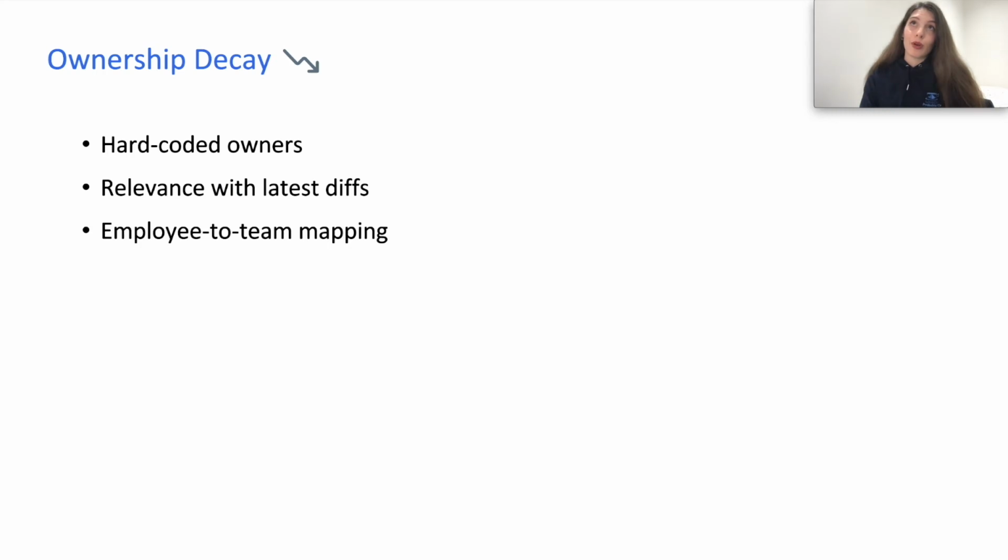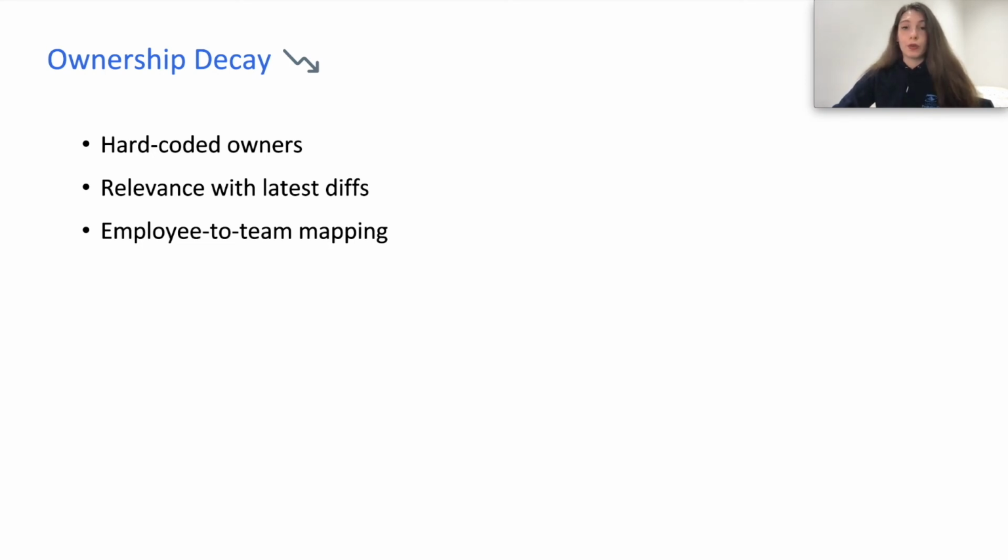One of the main problems we faced while building Honesty was the problem of ownership decay. In fact, while trying to gather ground truth, one thing that you need to take into consideration is that current owners are likely not a good source of ground truth. This is because hard-coded owners tend to get outdated after a while, and you need to consider how old the owner is when deciding if considering this as a label to train your model.